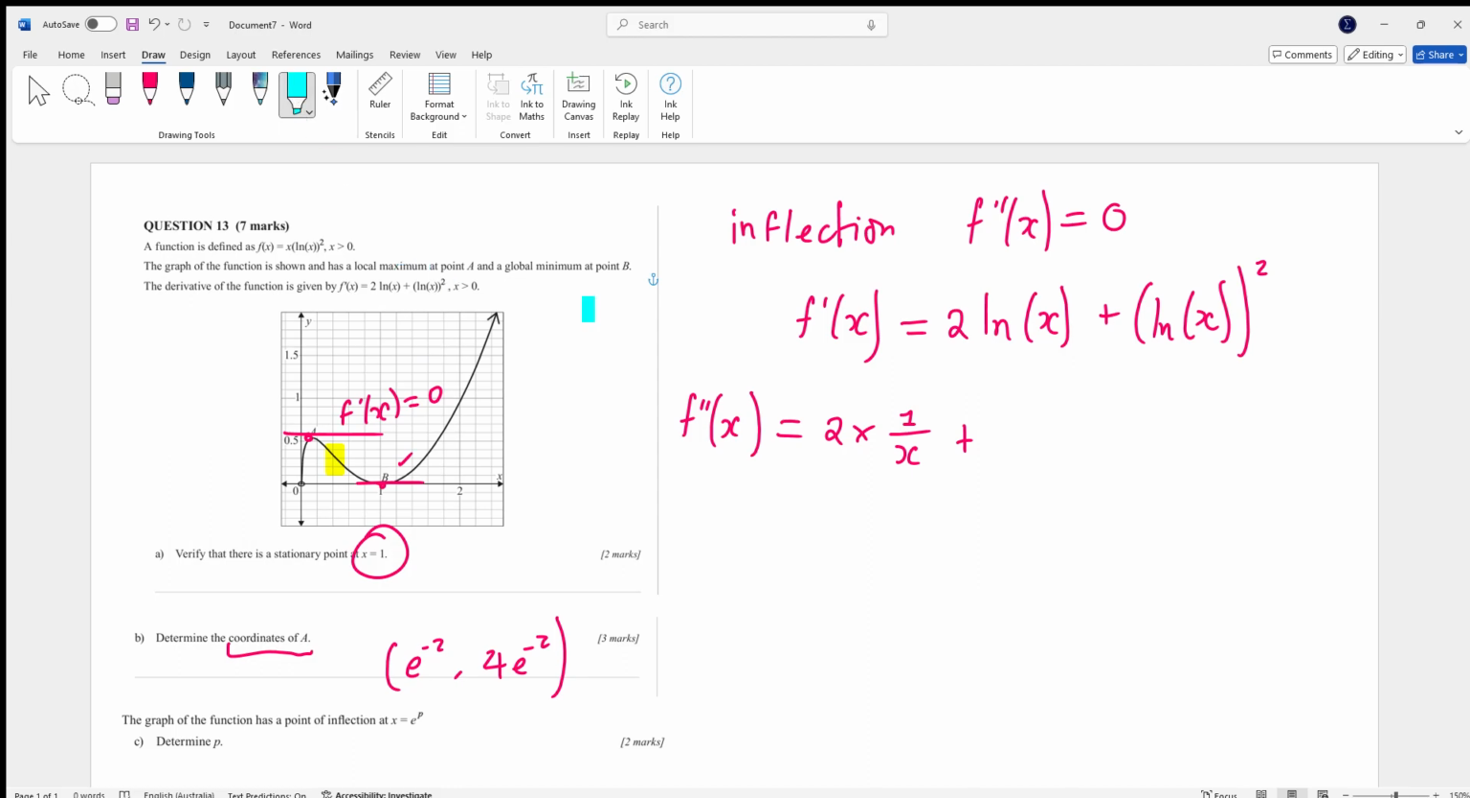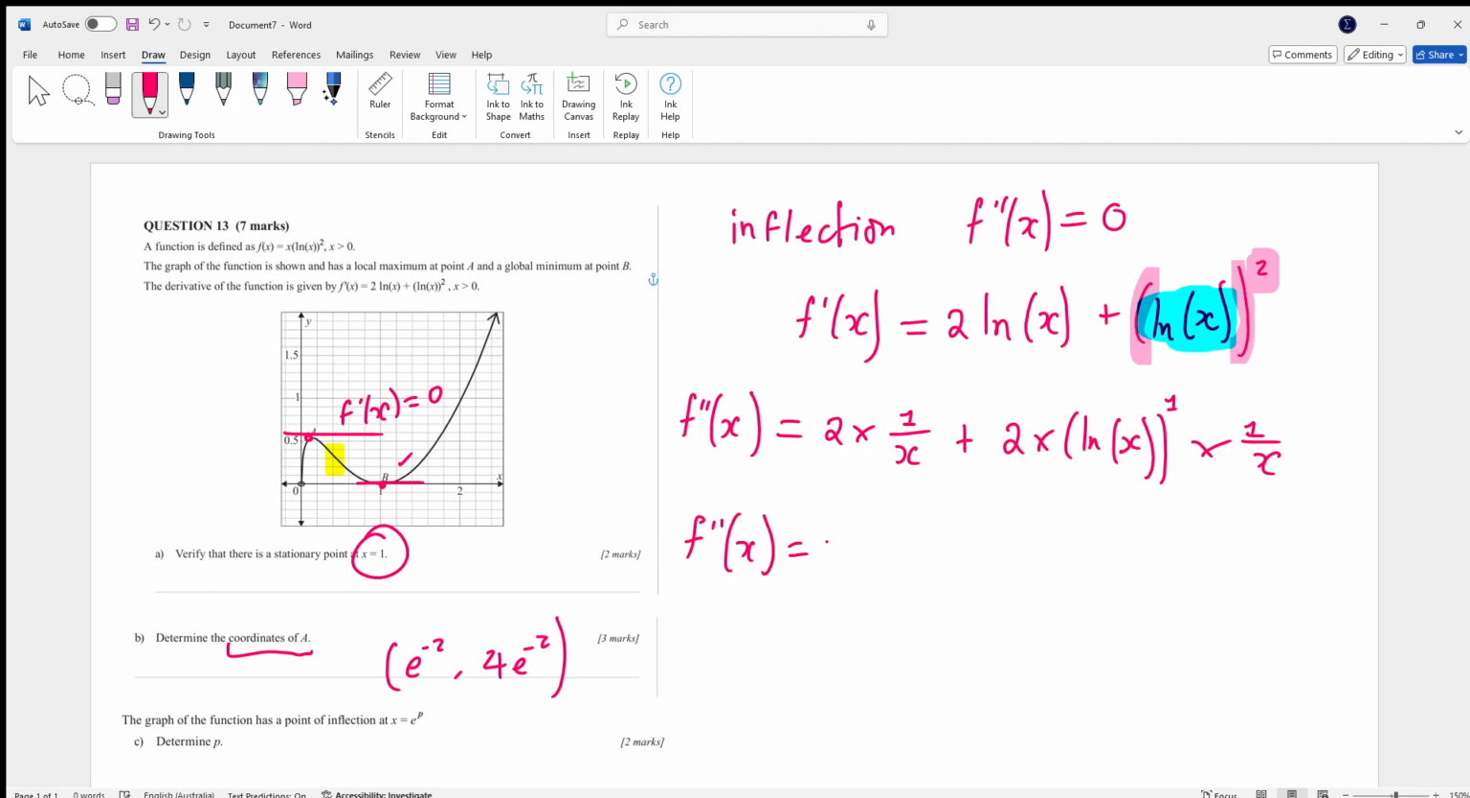When we're differentiating the last term here, we can recognize it's a chain rule because you have an inside function, which is the log, and an outside function, which is the power of 2. So you differentiate the outside, which is 2 times ln of x to the power of 1, then multiply by the derivative of the inside, which is 1 over x in this case. Great. Now we'll tidy that up a little bit. We'll write it as 2 times 1 over x plus 2 over x times ln of x.